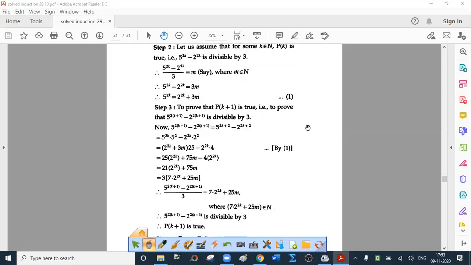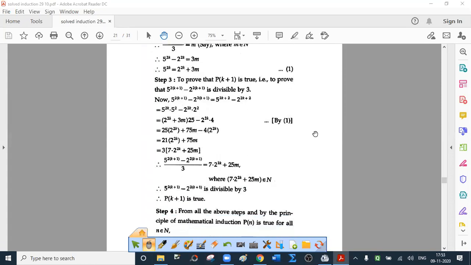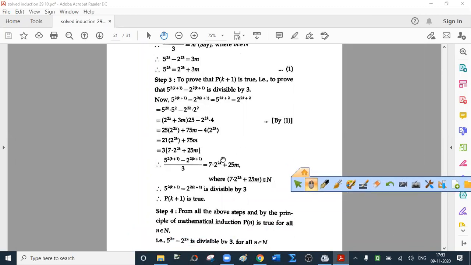Right? So P of k plus 1 is true. And the rest part, you know that in step 4 we say that from above steps and by the principle of mathematical induction, P of n is true for all n belonging to N. Okay. Yes. So this is the result, that 5 raised to 2n minus 2 raised to 2n is divisible by 3.